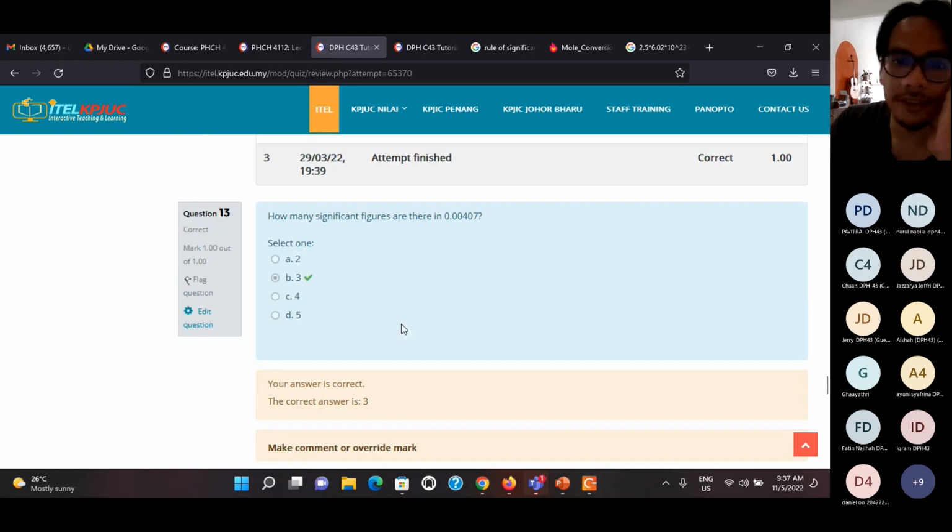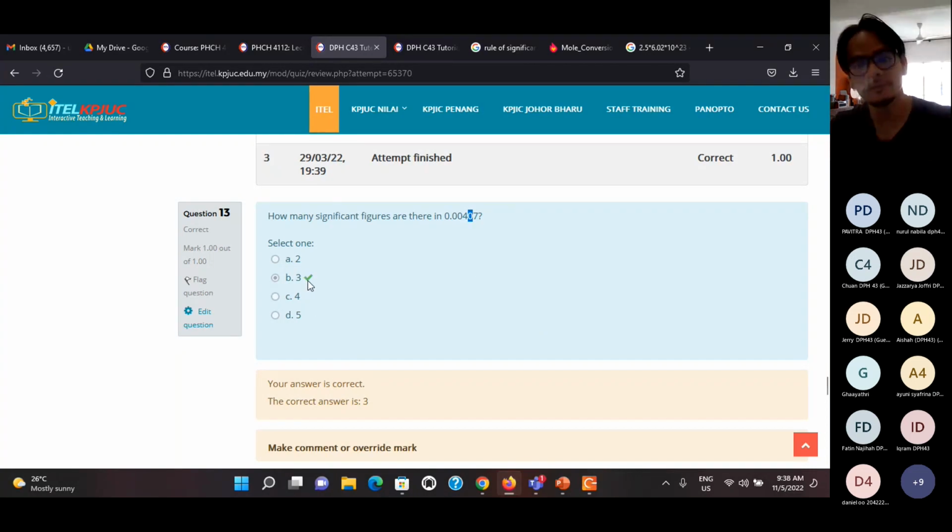Question 13, how many significant figures are there in this value? Jawapannya adalah 3. Remember, all leading zeros are not significant. Kosong, kosong, kosong kat depan tu semuanya tidak significant. So only 4 dan 7 significant. Kosong yang diapit adalah significant. So that's why we have 3 significant figures.